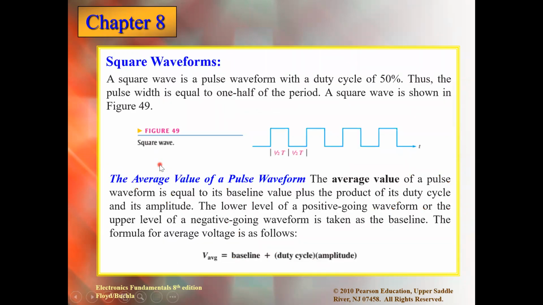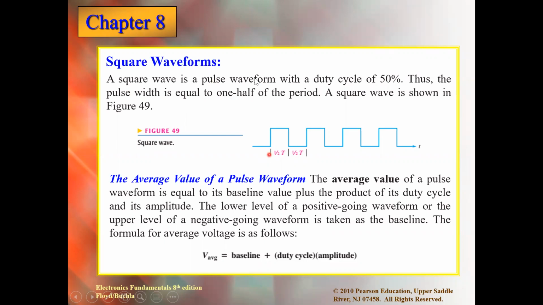Next, the pulse waveform we were discussing has a few categories. One is called the square waveform. What is a square waveform? A square wave is a pulse waveform with a duty cycle of 50%. Look now, duty cycle 50%. Thus, the pulse width is equal to 1/2 of the period.